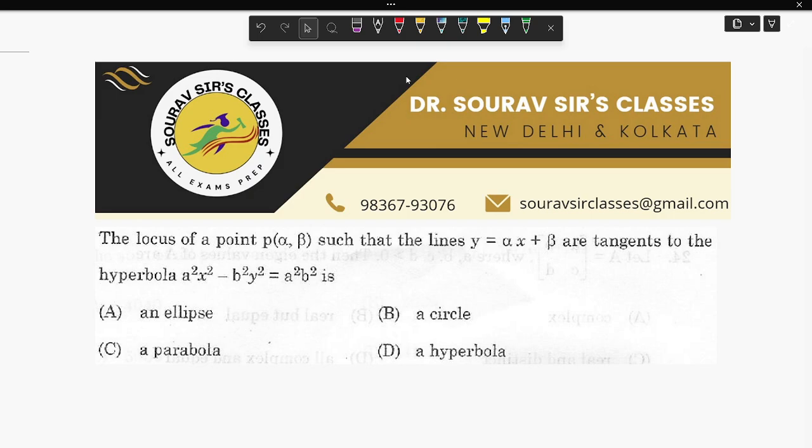Okay, so now we are going to solve a mathematical problem which appeared in the PUMDET in the year 2024, and the question is telling us that the locus of a point P(alpha, beta) such that the lines y equals alpha x plus beta are tangents to the hyperbola a square x square minus b square y square equals a square b square is. There are four options here: ellipse, circle, parabola and hyperbola.